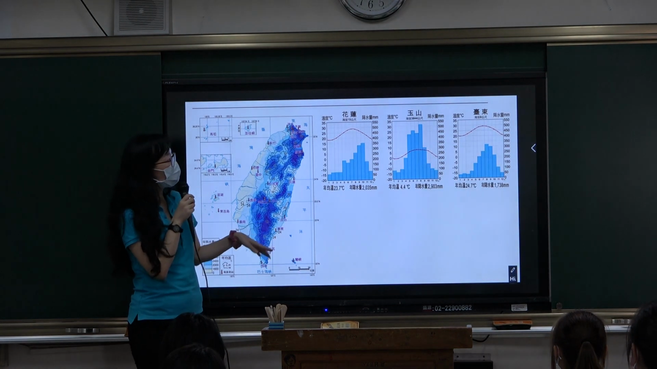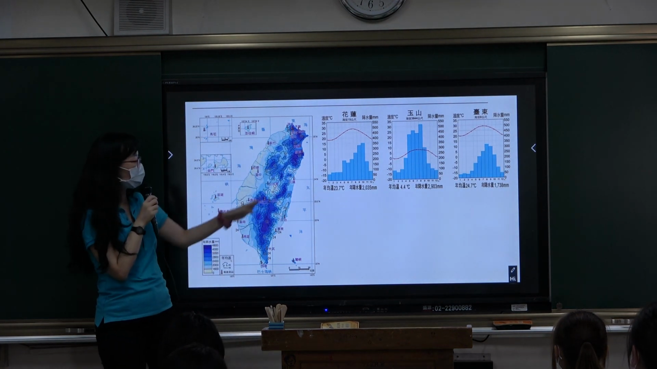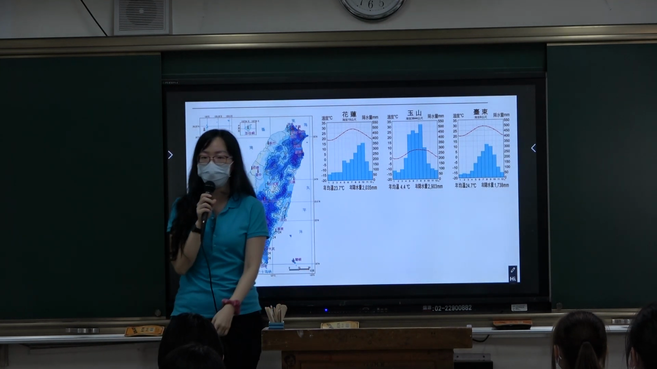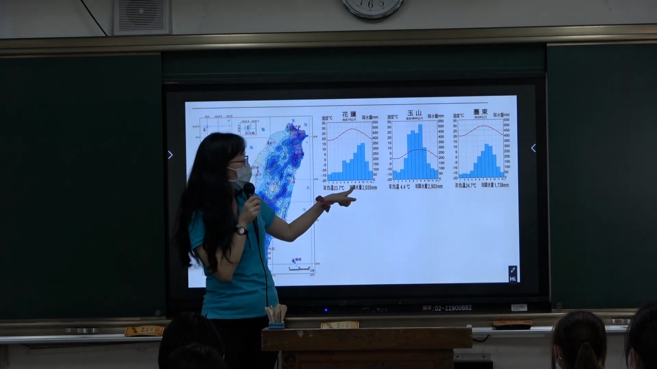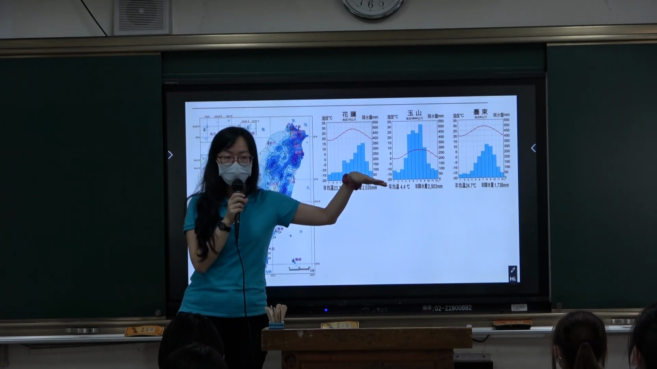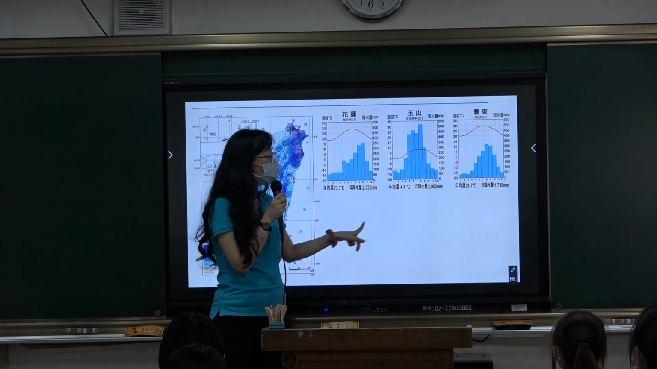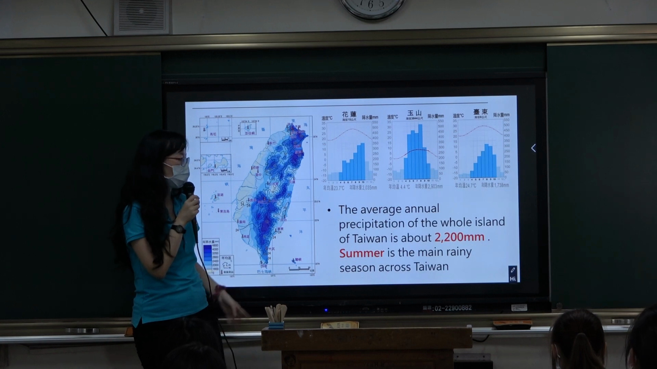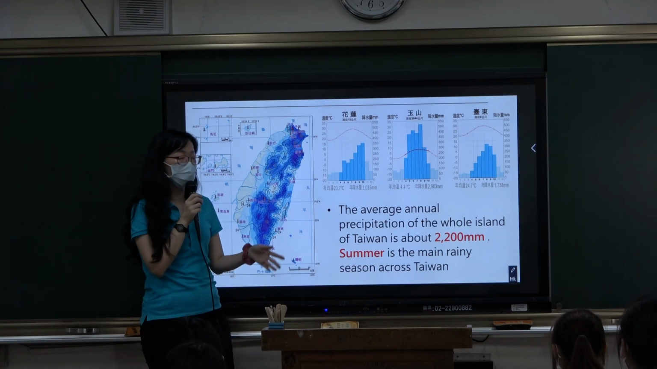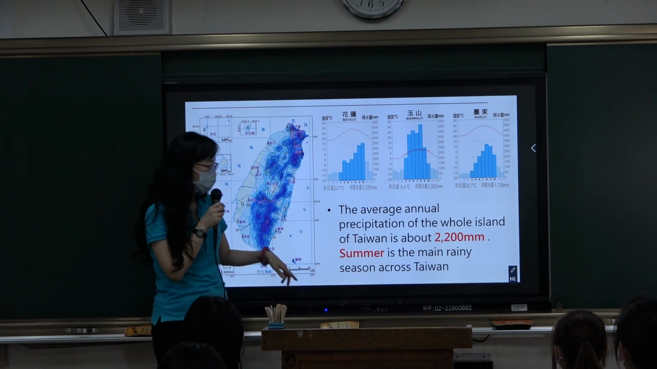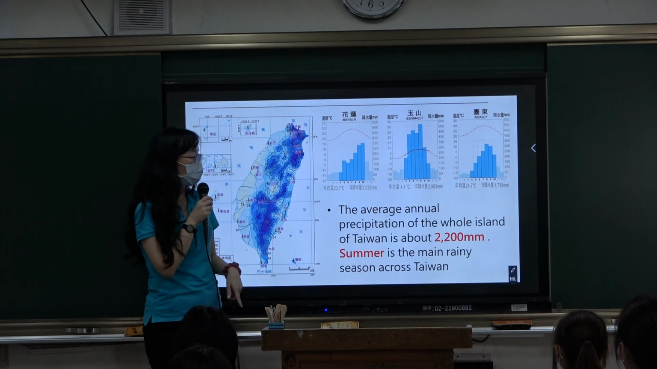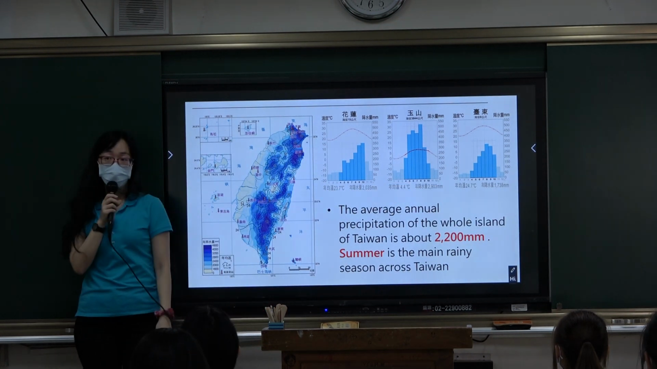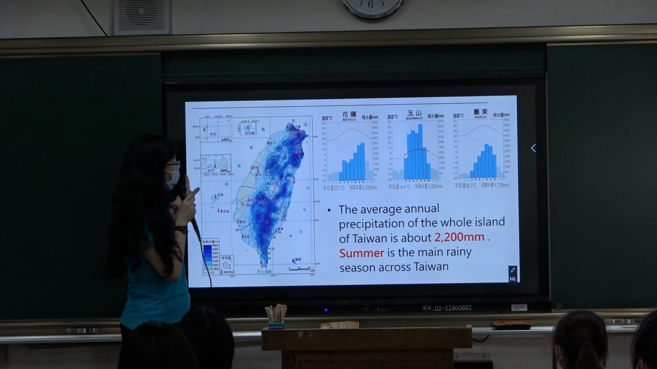So as you can see from the graph and the map, the annual precipitation of Taiwan is how much? How much is it? Yeah, usually more than 2,000. So the average annual precipitation of the whole island is about 2,200 millimeters. And which season is the most raining season? Yeah, summer, as you can see from here. Summer is the main raining season. Yeah, so this is the climate part.